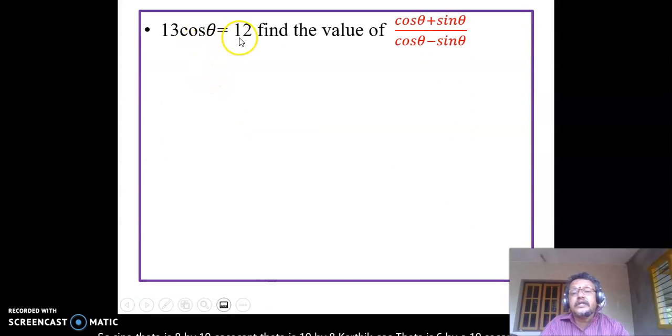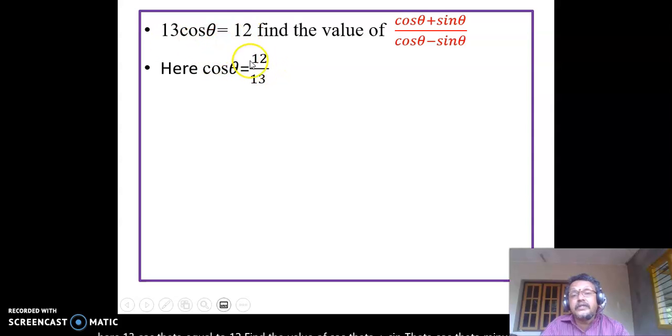Here 13 cos theta equals 12. Find the value of cos theta plus sin theta by cos theta minus sin theta. So here cos theta can be written as 12 by 13. Find the value of cos theta plus sin theta by cos theta minus sin theta.